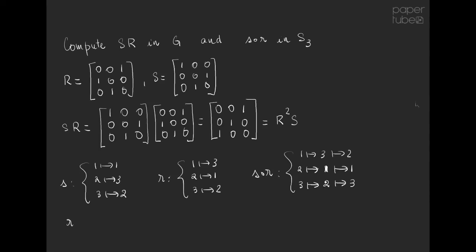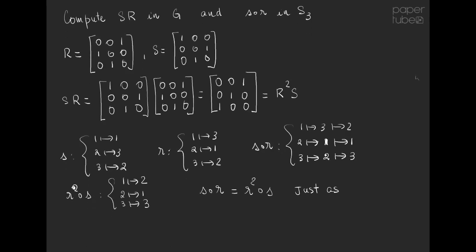But recall that R square composed with S was the map. We send 1 to 2, 2 to 1, and 3 to 3. So the map S composed with R is the same thing as the map R square composed with S, just as the matrix multiplication SR is capital R square S.